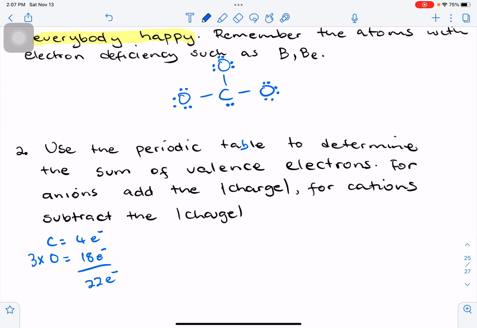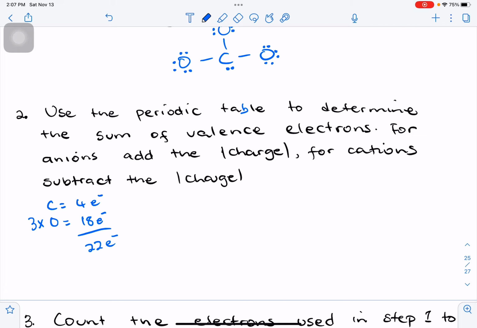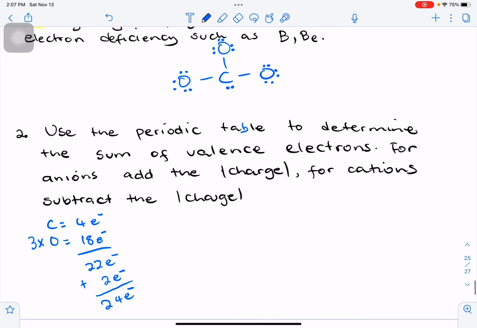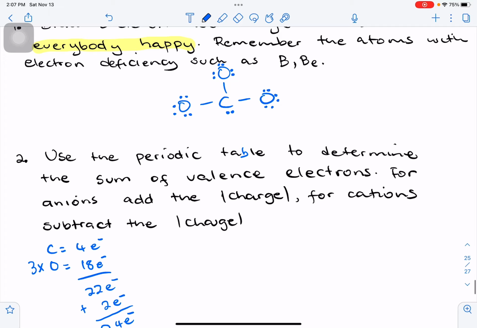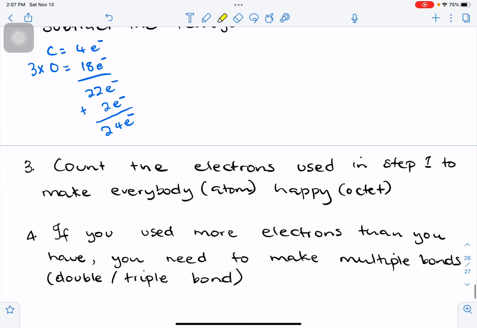But wait, this is a 2- charged species. So what we're going to do is we're going to add 2 electrons, because if it's 2-, it means that it has 2 extra electrons. So we have 24 electrons to work with. Okay, now let's go and count and see how many we actually used. We have 2, 4, 6, 8, 10, 12, 14, 16, 18, 20, 22, 24, 26. We have used 26. And again, we're in electron debt.